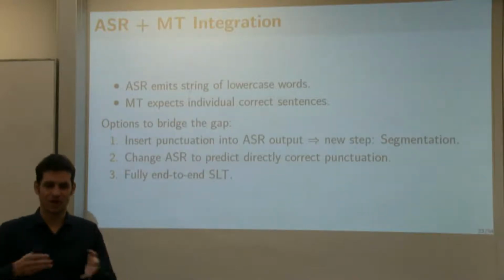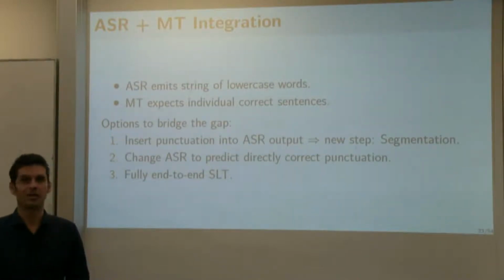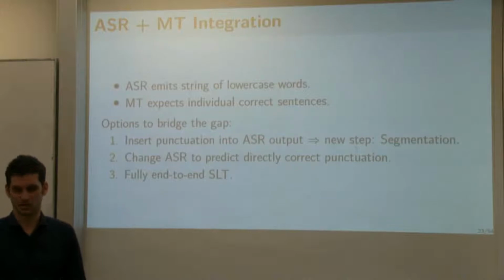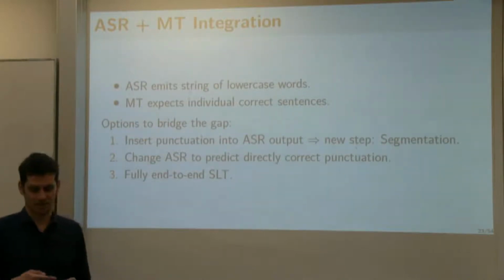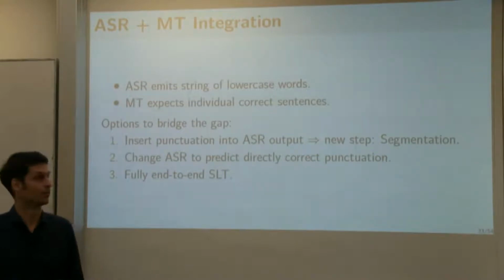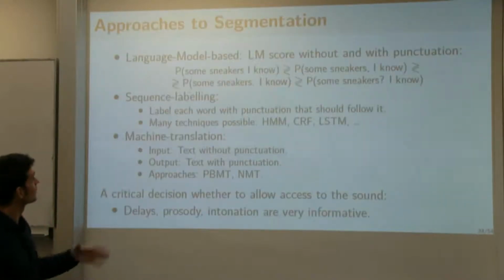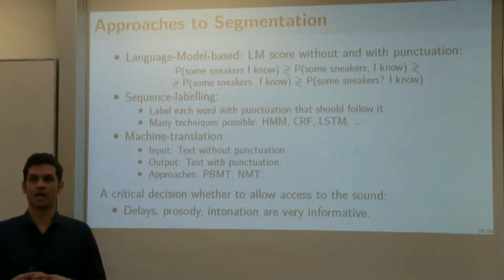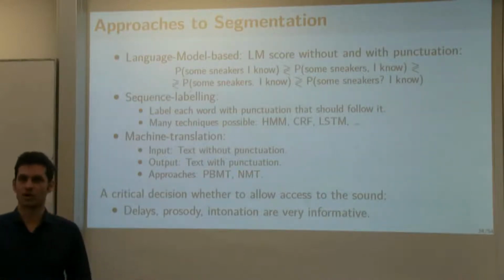If you still have to identify where the utterances are, the errors will be much greater, much larger than the SLT system alone would suggest. So about the segmentation, if we have a sequence of words, how do we insert punctuation?